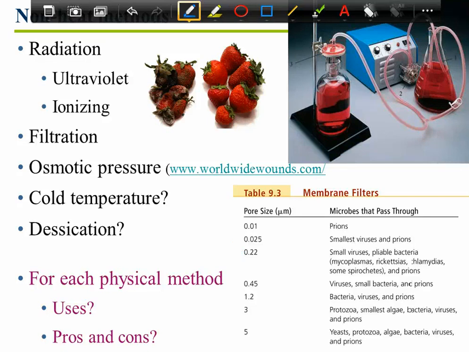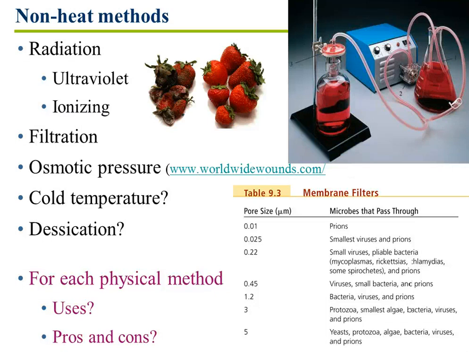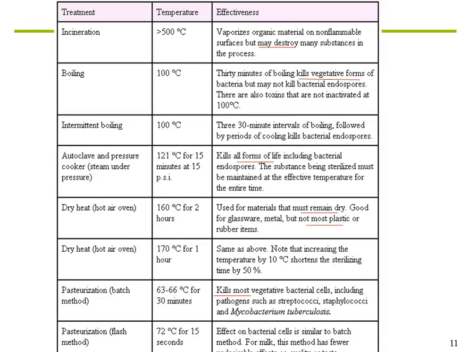Other things you see over here that can be used: osmotic pressure. For example, honey has been used to pack wounds. Salt actually has also for probably thousands of years. Cold temperature, refrigerator, freezer, although that does not sterilize. And drying, desiccation. But again, osmotic pressure, cold temperature, and desiccation don't really sterilize. They can reduce bacterial growth, microbial growth, but they don't sterilize things. And I'll do a comparison of this in class.